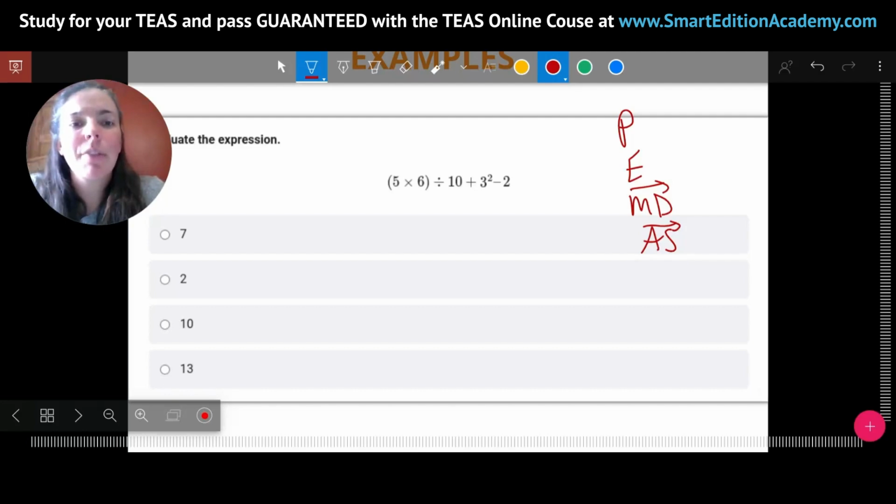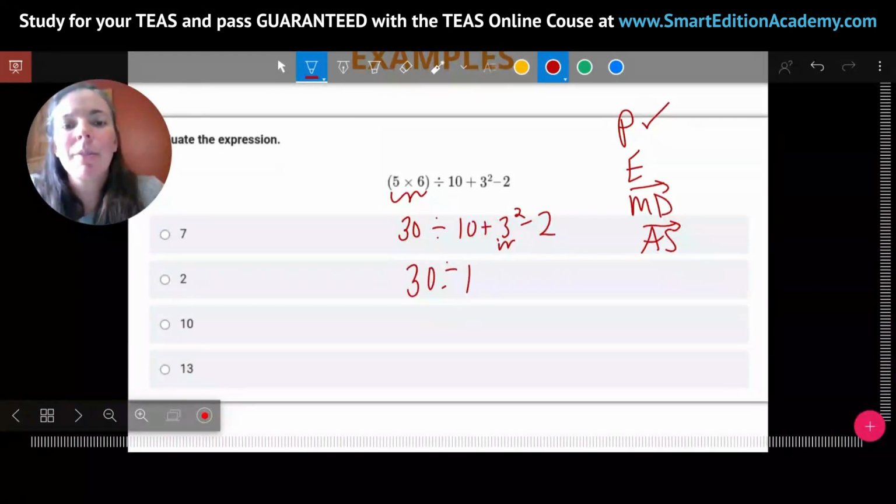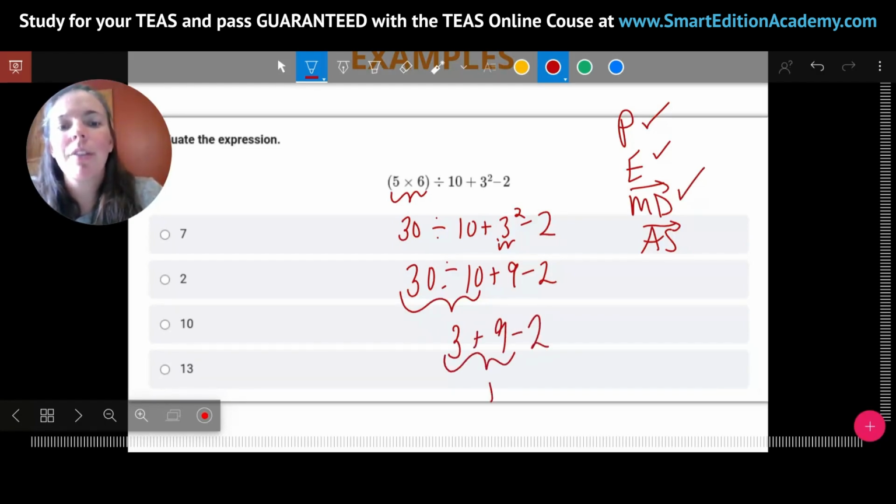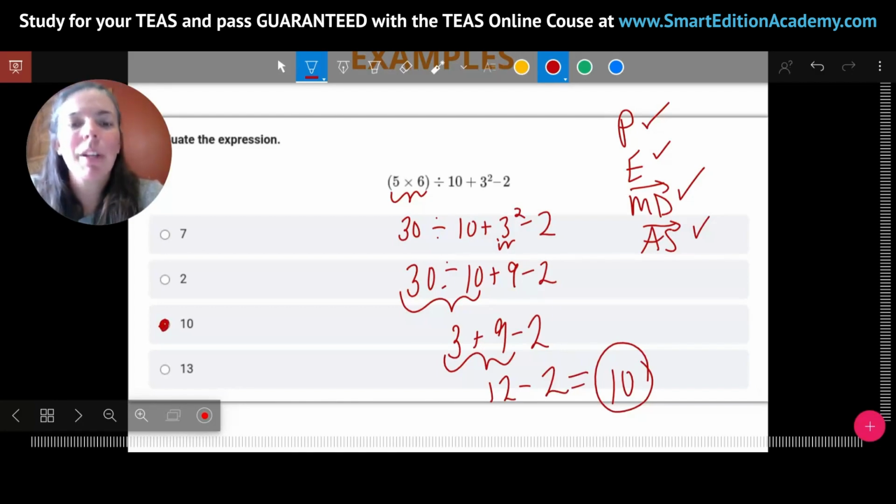Okay, so parentheses first. I see 5 times 6, which is 30. Okay, done with those parentheses. Now I see exponents, so I've got to simplify 3 squared. 3 squared just means 3 times 3, which is 9. Okay, now I'm moving on to multiplication and division. Left to right, I see division. 30 divided by 10 is 3. And then I see addition and subtraction. I see addition first, so I have 12 minus 2 would simplify to my solution of 10. Okay, so just working my way down and being careful to do it in the right order.